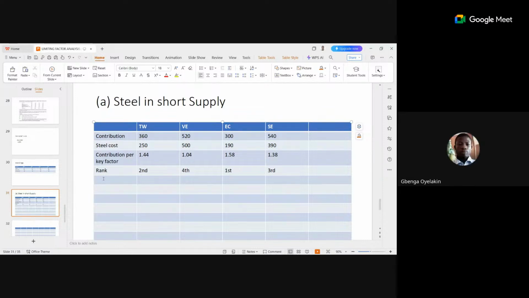Sorry, sir. Can I ask a question? Very well, sir. Please, sir, I don't know how you arrive at this contribution. Sorry for drawing you back, sir. No problem, sir. So the contribution 1.44, right?